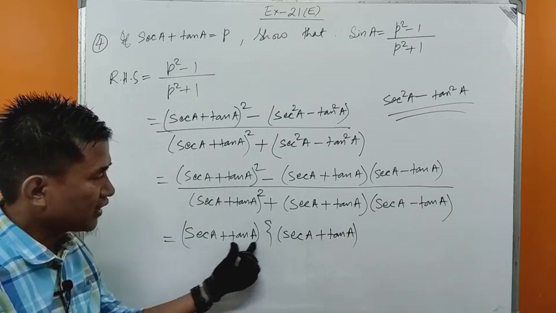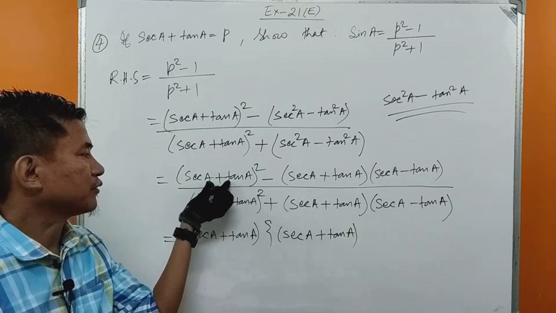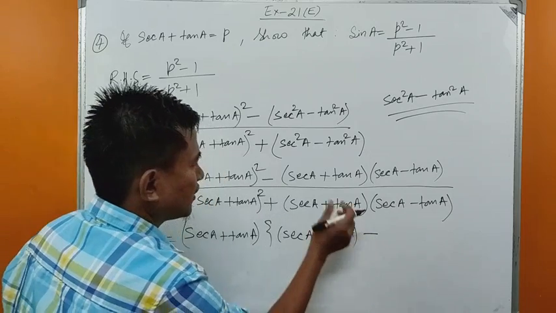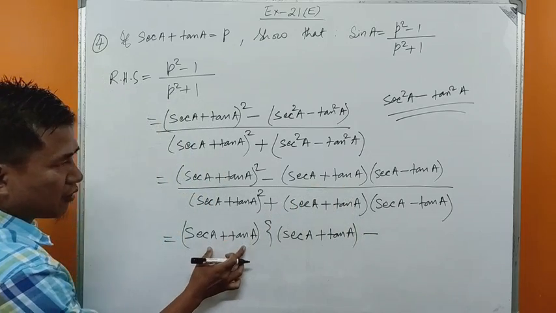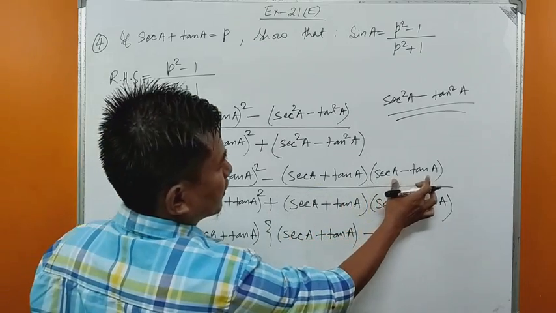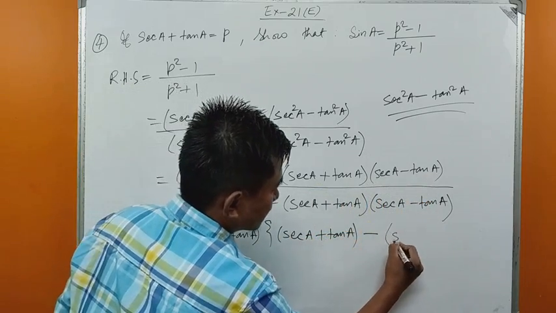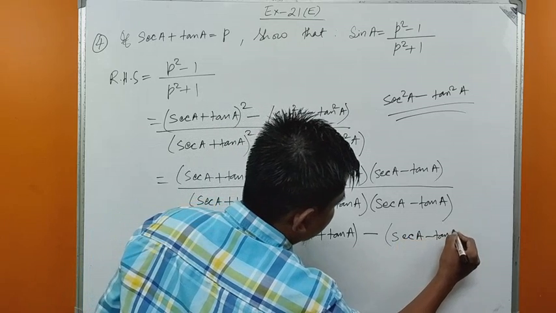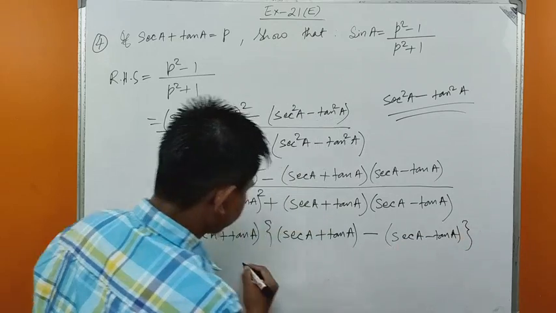Because sec A plus tan A into sec A plus tan A gives us sec A plus tan A whole square. So this minus sign comes here. This sec A plus tan A is taken common outside, so this sec A minus tan A remains within the bracket, isn't it?